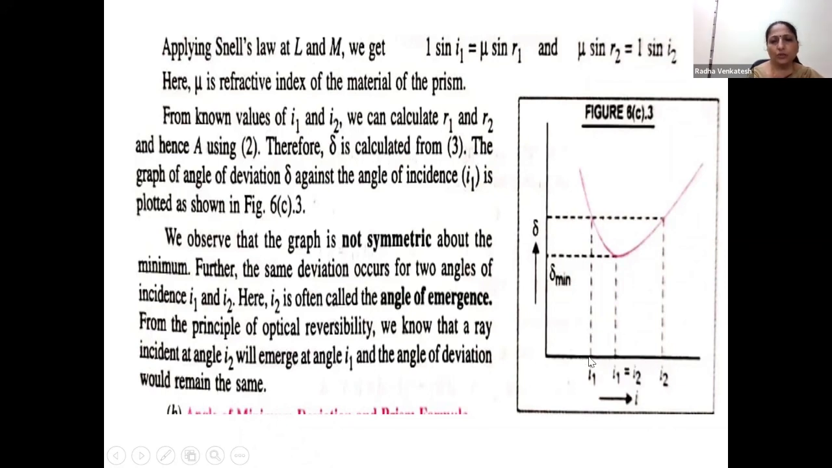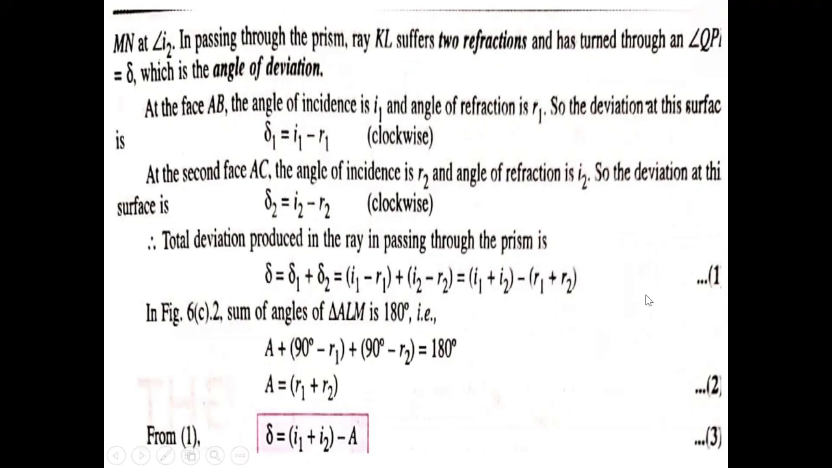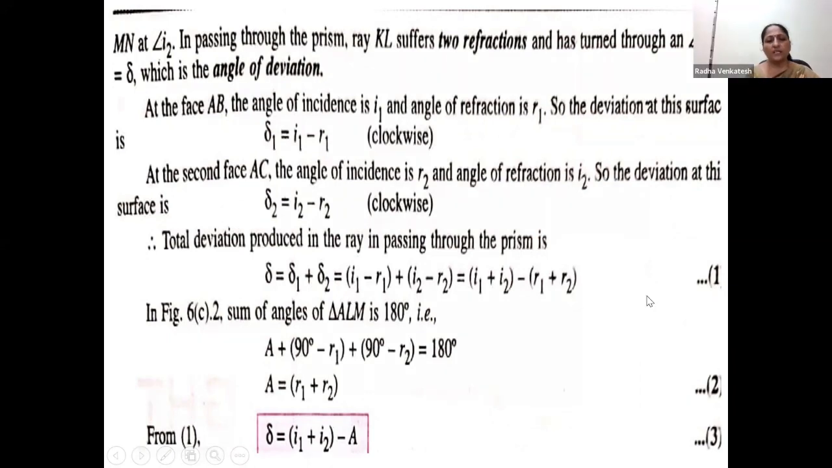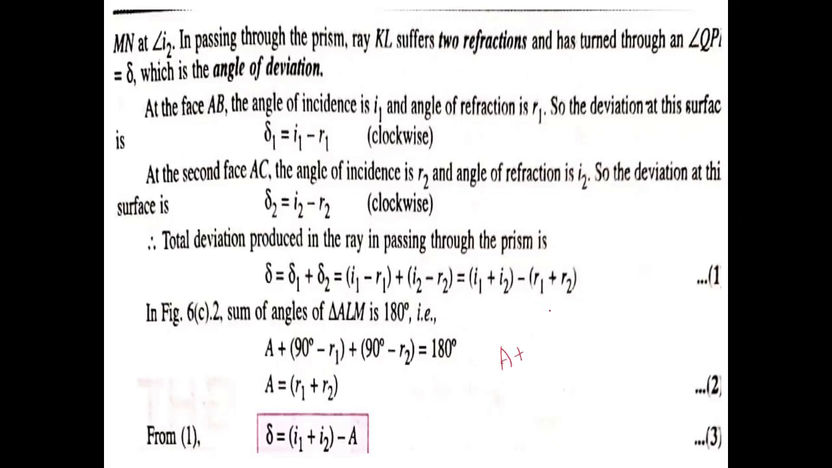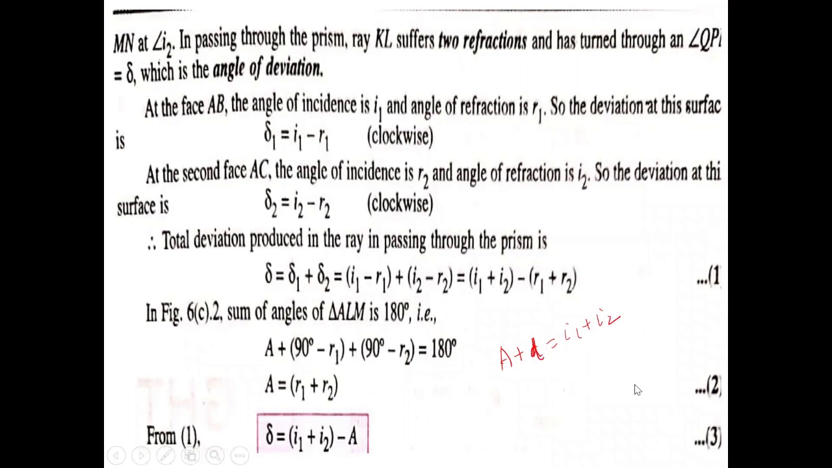How do you explain it? When you derive the refraction equation of a prism, you have the equation D is equal to I1 plus I2 minus A, equation number 3. If you rewrite that equation, it will be A plus D is equal to I1 plus I2. Now this A for a prism is a constant. If I take a particular prism, it will have a particular angle that cannot be changed.